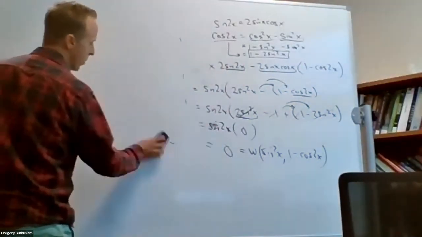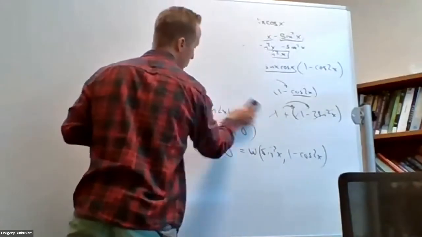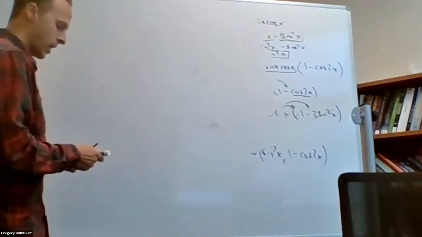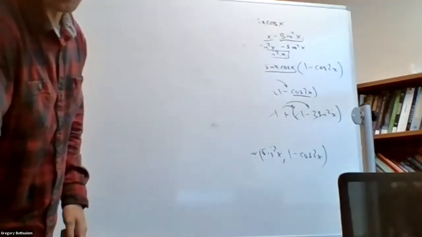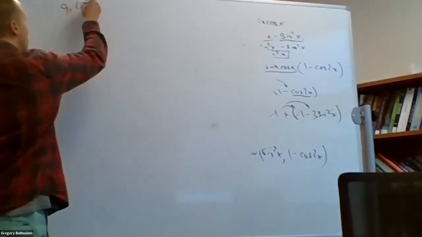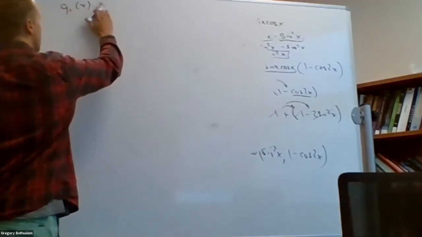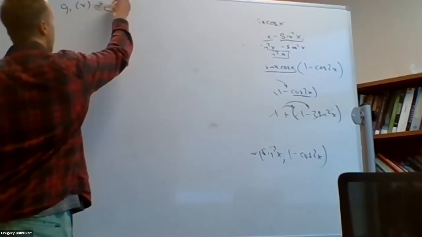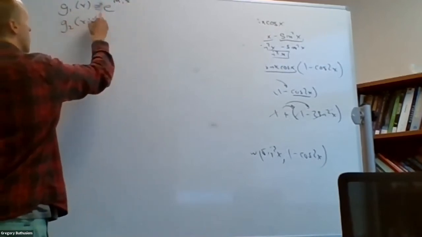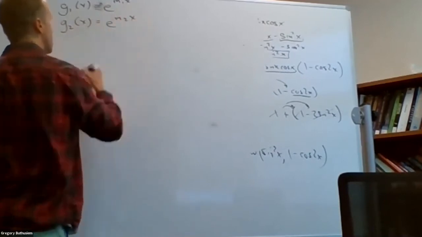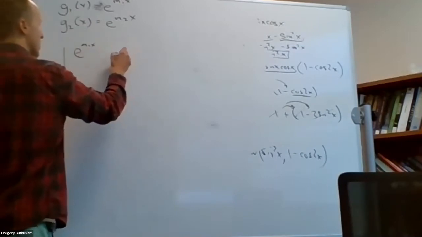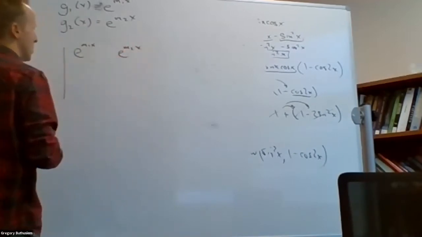Again, since it's only two functions, it's only a 2x2 determinant that we'll have to do. So computationally, not too bad. If we got up to, say, 3 functions, now it gets worse. But we have G1 was e to the m1x, and G2 was e to the m2x. So e to the m1x, e to the m2x.